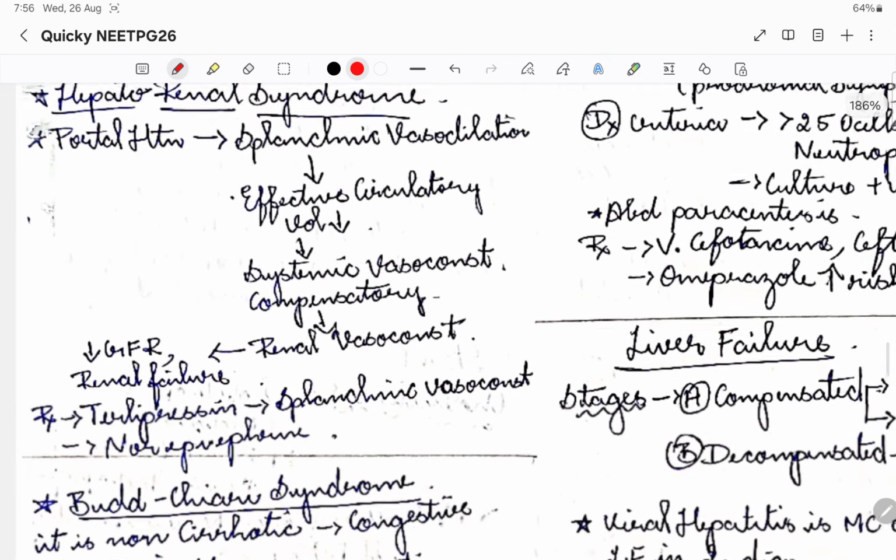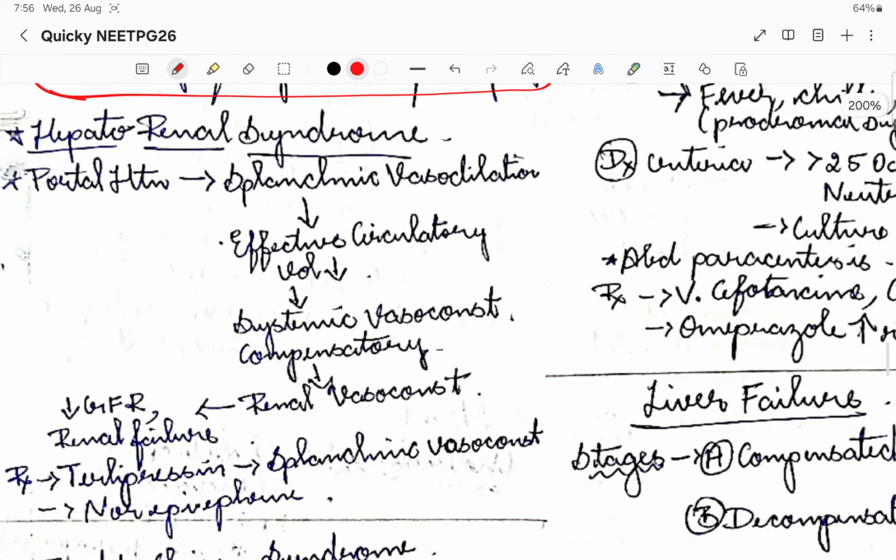Now coming to another complication, that is hepatorenal syndrome. Basically what happens is, portal hypertension is there, so there is splanchnic vasodilation in the gastrointestinal tract. Near the gastrointestinal tract, this is called the splanchnic circulation, and these vessels will get dilated because of portal hypertension, to compensate. This compensatory effect is bad for us. There is effective circulatory volume lowering, so the volume being circulated in the system will be low.